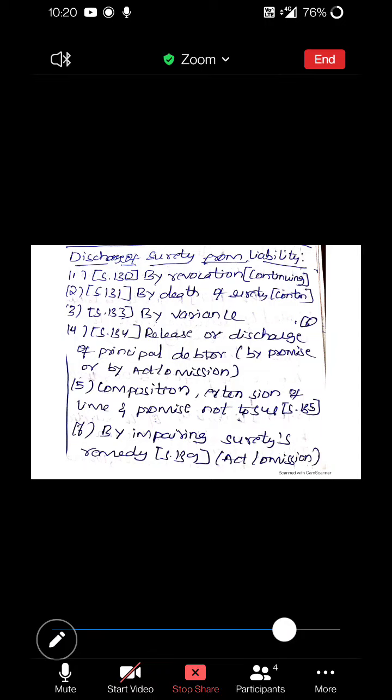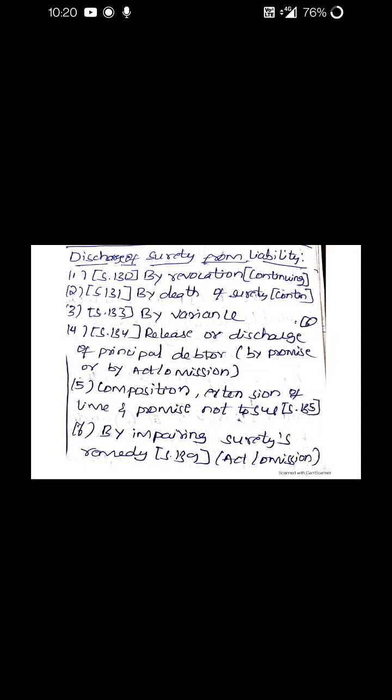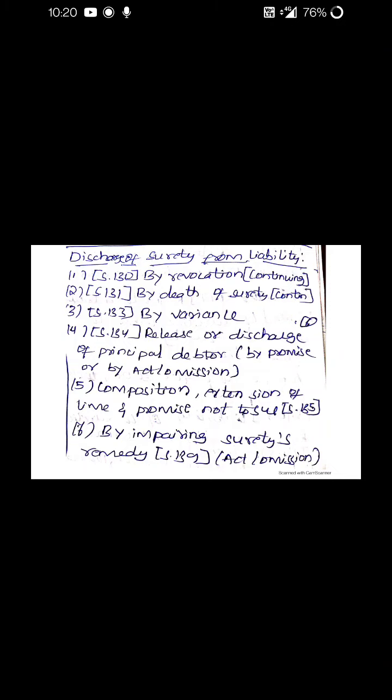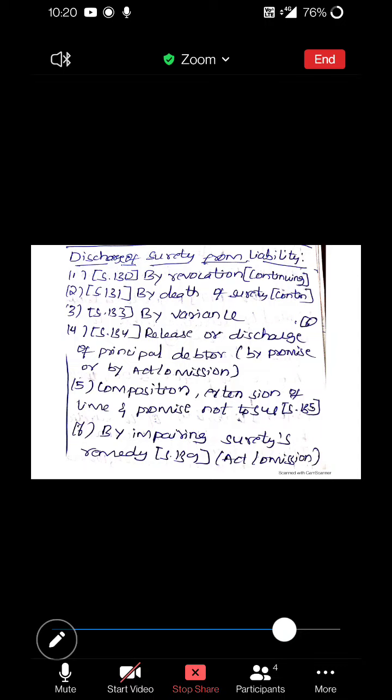The next is by variance. If the creditor varies something in the contract or in the conditions, then also the surety will be discharged from his liability. The creditor or principal debtor both should not do any variance. Then also the surety will be discharged from his liability.